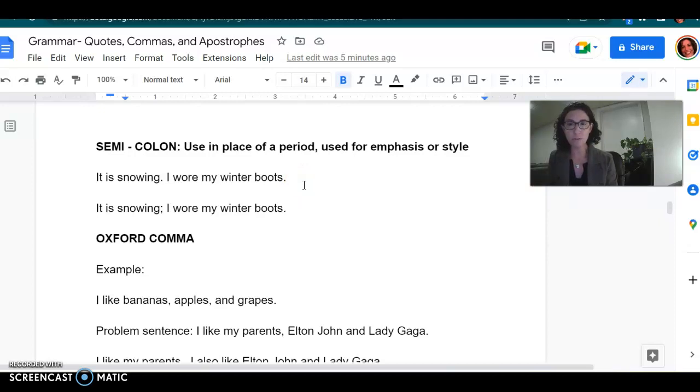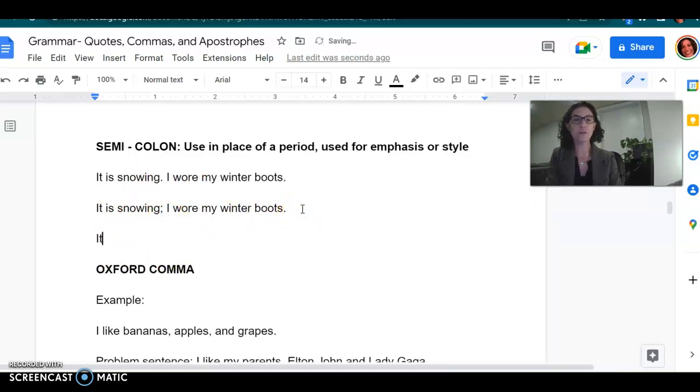It is snowing and I wore my winter boots. It is snowing, so I wore my winter boots. You can make it one sentence that way, linking with a comma. But you can also choose to link with a semicolon in place of the period. It is snowing, semicolon, I wore my winter boots.